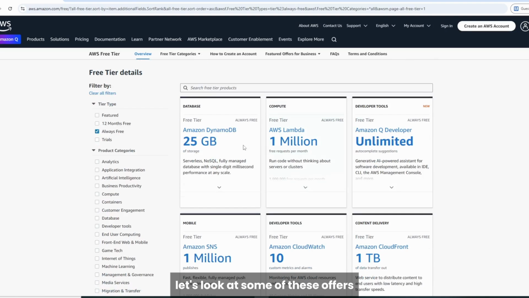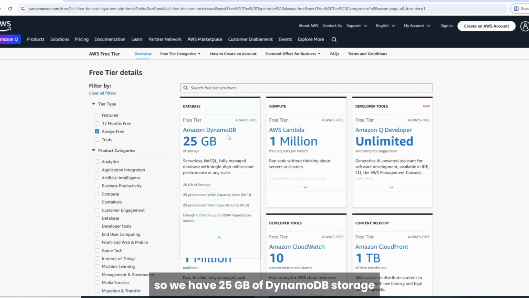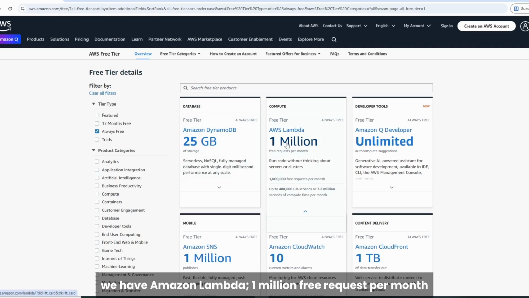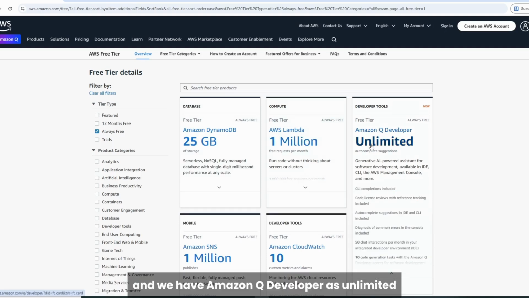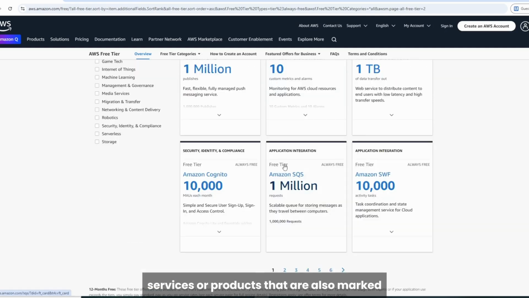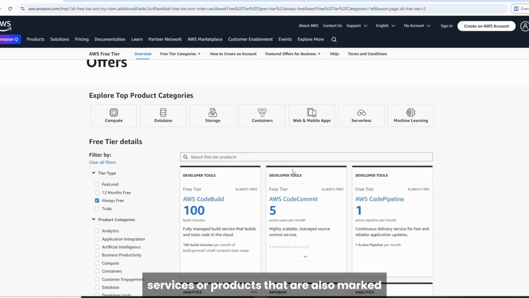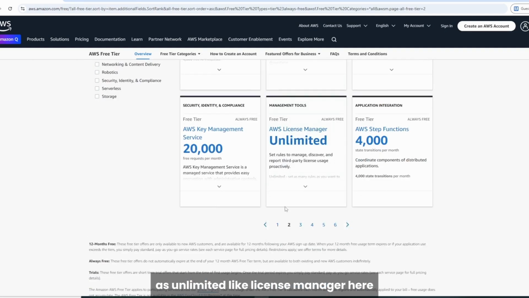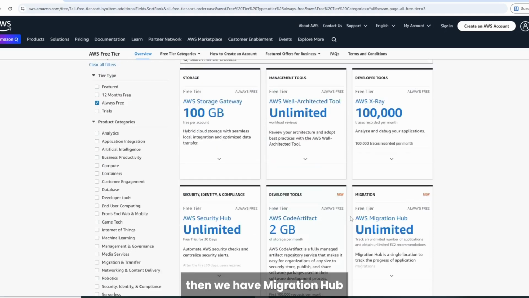Let's look at some of these offers. So we have 25 GB of DynamoDB storage. We have AWS Lambda with 1 million free requests per month. And we have Amazon Q Developer as unlimited. And there are a couple of services or products that are also marked as unlimited, like License Manager here. Then we have Migration Hub, Security Hub, and all of that.